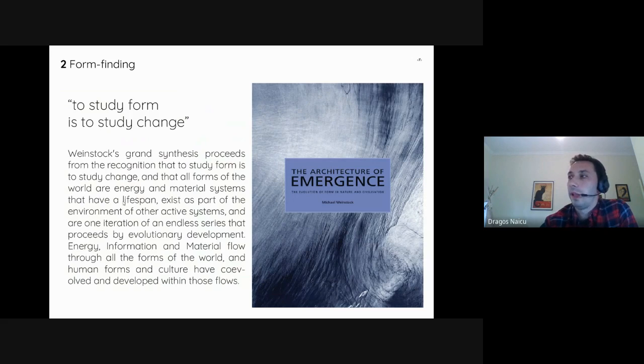A modern equivalent to this is The Architecture of Emergence by Michael Weinstock, where unfortunately there are not so many pictures, but it's a similar philosophical treatise that to study form is to study change. He talks about all the forms of the world as being energy and material systems that have a lifespan, exist as part of their environment, and iterate through evolutionary development. He brings together energy, information, and material as a higher level exploration of what D'Arcy Thompson was doing. So these are very good books when you want to think about the process of forming in the natural world.